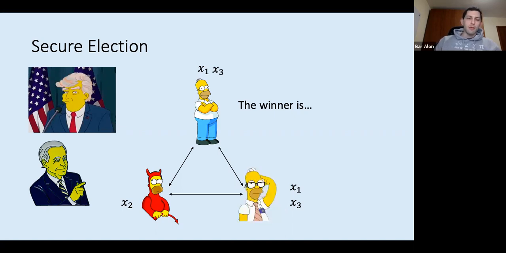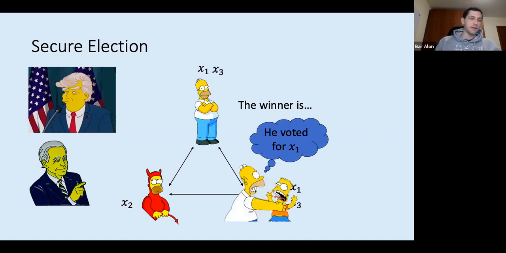But now one of them actually realizes something. He knows what the other party actually voted for. And we all know how these types of situations end up. So clearly this is arguably undesirable.